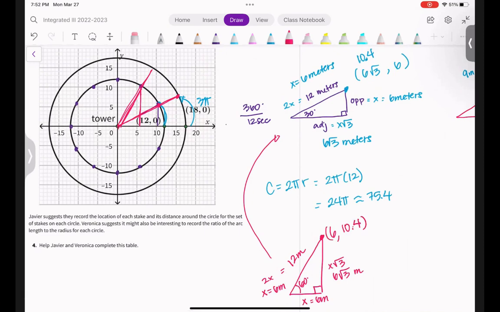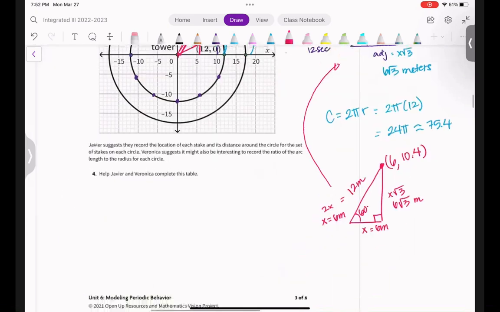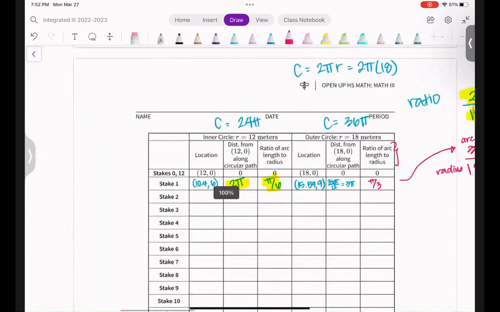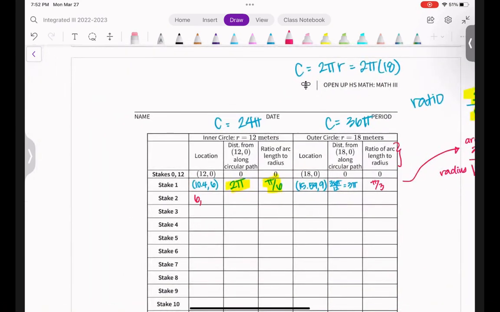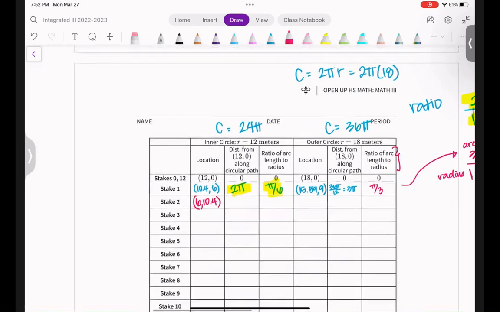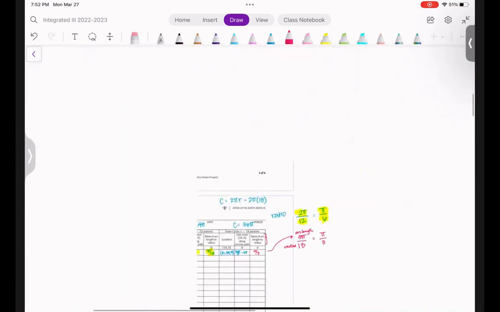6 comma 10.4. And you're like, hey, those two numbers just flip-flopped. Pretty interesting, right? So yes, actually. So then I'm going to take that and I'm going to go 6 comma 10.4. So now how long did you travel?